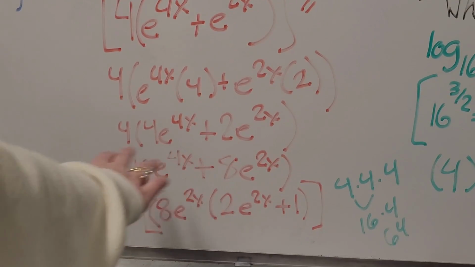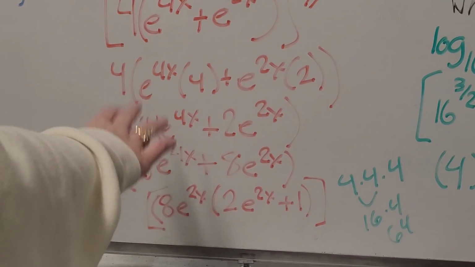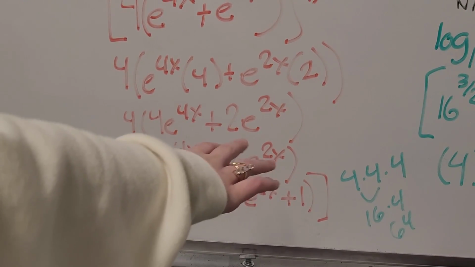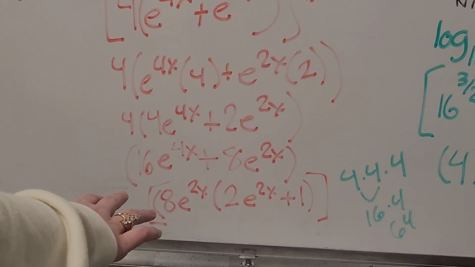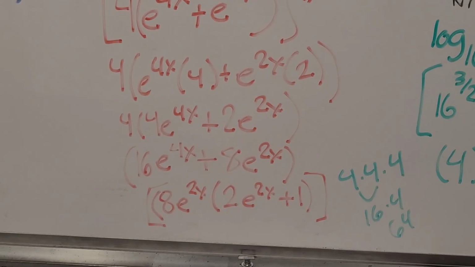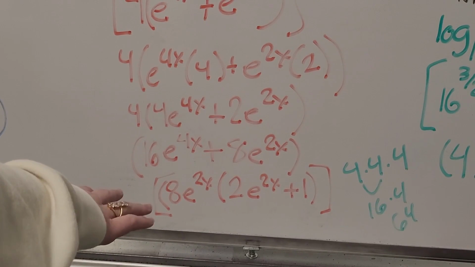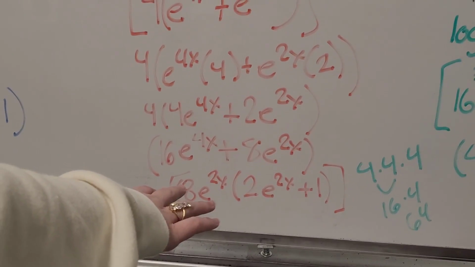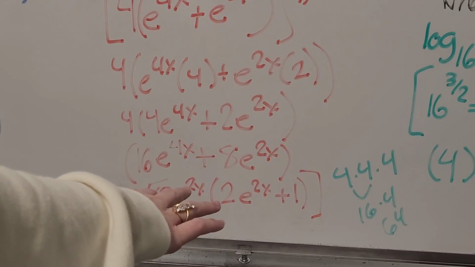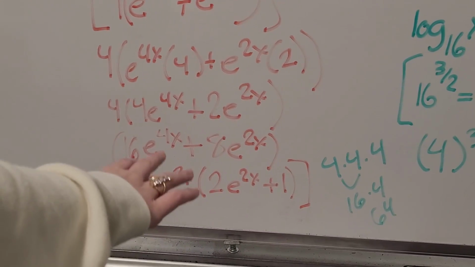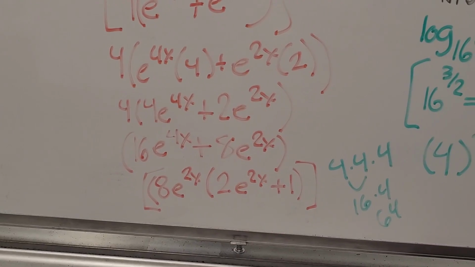Now, you want to simplify it the easiest way that you can. Well, of course, 16 can be divided by 8, and 8 is already in the equation. 8 is the smaller of the two, so you want to look at the smallest one to factor out. And then 8e to the 2x times 2e to the 2x plus 1, because 2 times 8 is 16, and there you go.